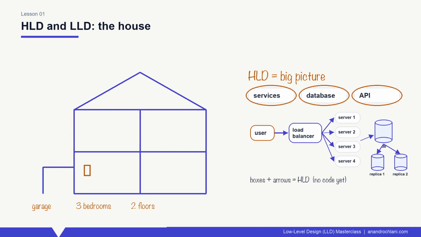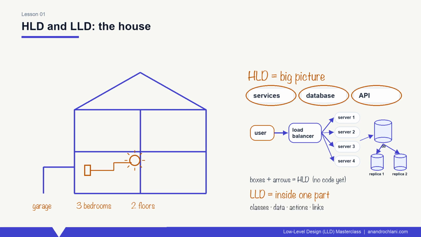but an electrician cannot wire a house from that big picture alone. They need details: which wire runs to which room, which switch controls which light, and where the electrical panel is. That is the role of low level design. LLD decides how one part is built internally: the classes, the data they remember, the actions they perform, and the relationships between them. So remember this: HLD is the city map, LLD is the room by room plan. We need both. They answer different questions.